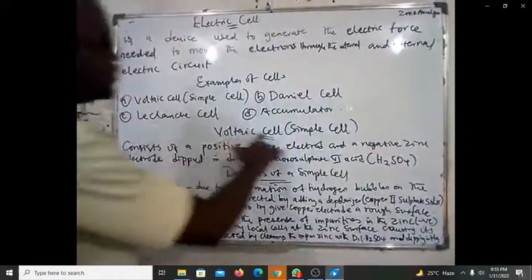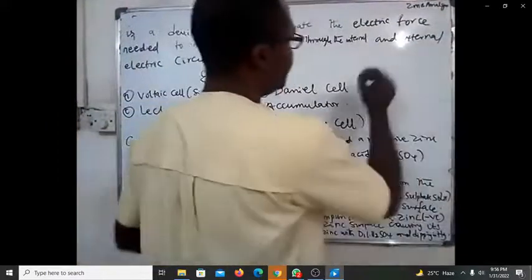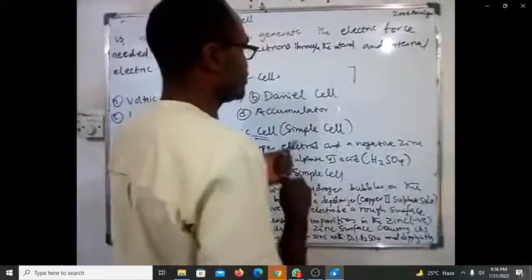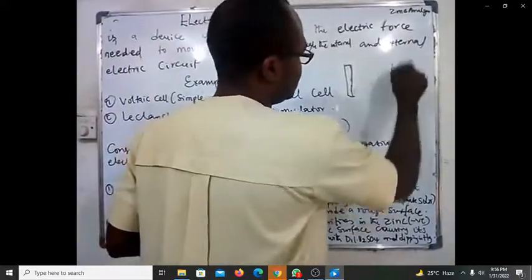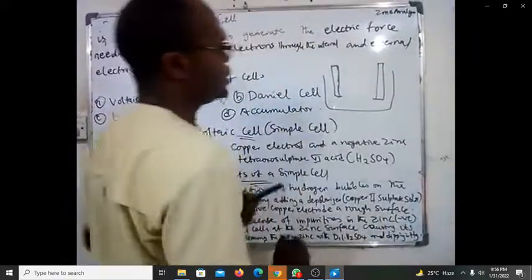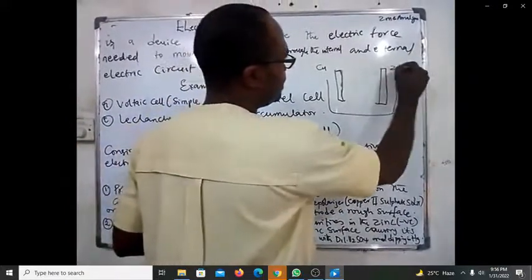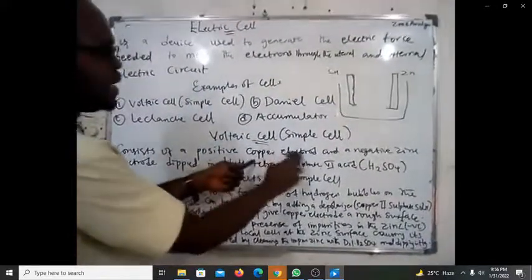Number one, we'll take voltaic or simple cell. Voltaic or simple cell, they have structures like this. They have structures like what? Like this. They have two electrodes. Two what? Two electrodes. Positive and what? Positive and what? So if this one is the copper, this one will be the what? Zinc.